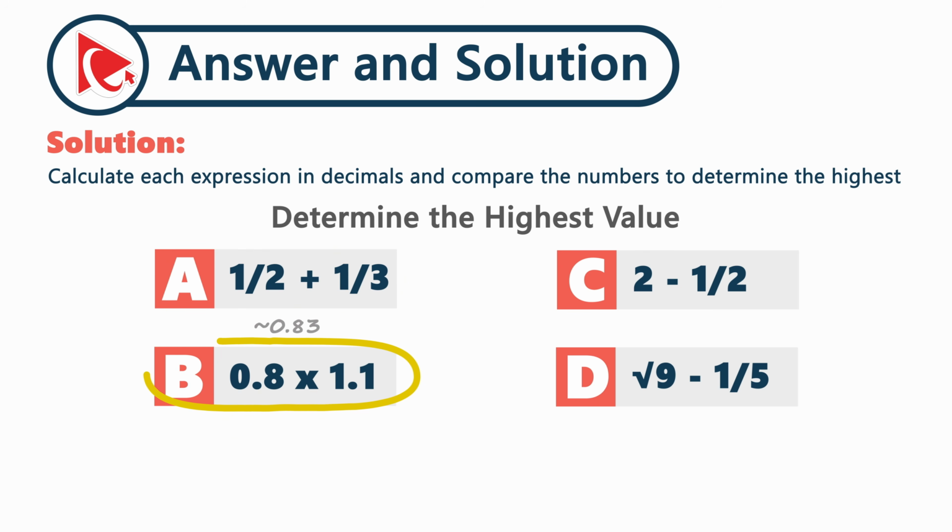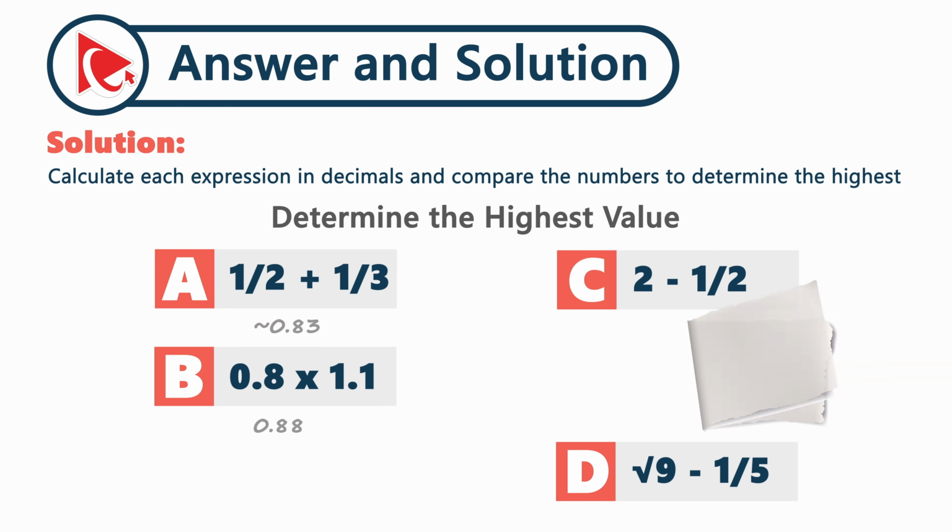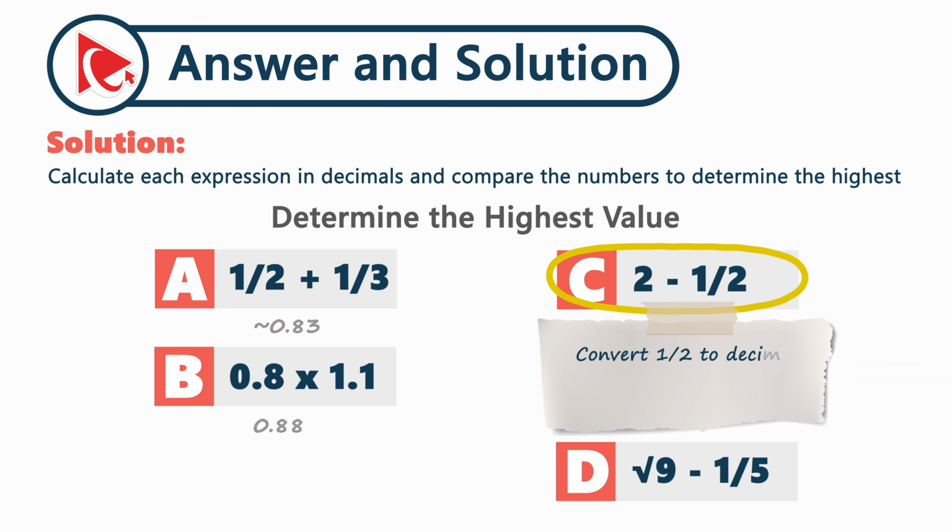Now let's look at choice B, 0.8 multiplied by 1.1. If you think about it, it's so simple you can do it in your head. It would be 8 multiplied by 11, moving the result behind the dot. So the answer is 0.88. Probably the easiest one to calculate is choice C, 2 minus 1/2. 1/2 equals 0.5. And 2 minus 0.5 equals 1.5.